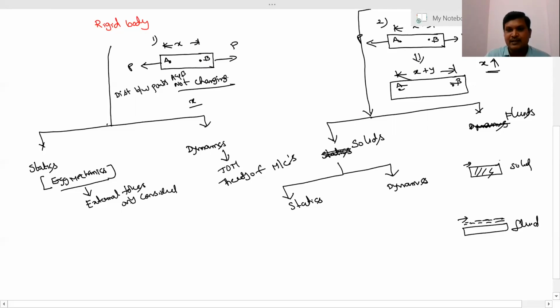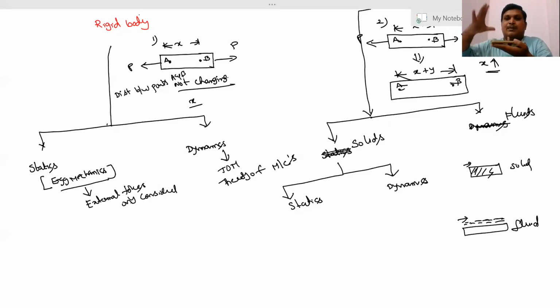Now in solids, if you are applying the force and removing the force, the deformation is a small amount. Means the deformation is only up to a certain point. Is it clear? For example, this is a solid body. I'm applying the force. The body is deformed. If you remove the load, the deformation stops. Is it clear? So that is called solids.